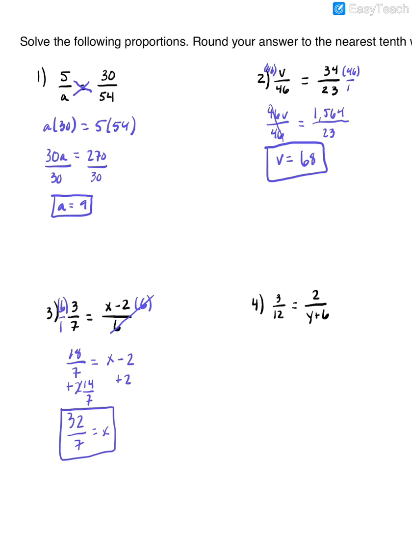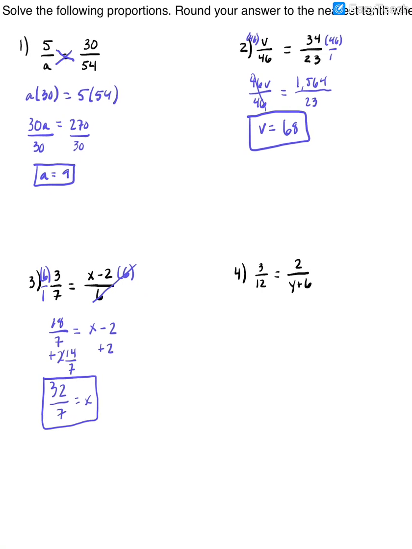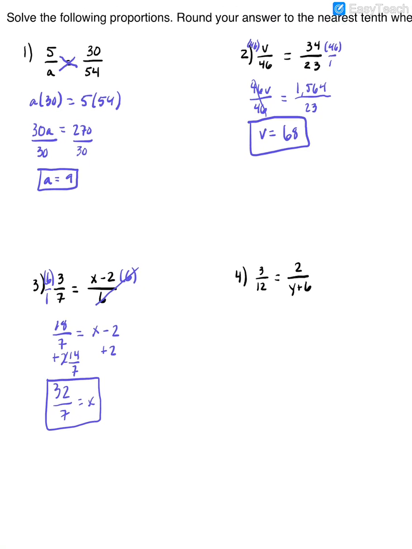Okay. Now, if you didn't want to have to deal with making common denominators, cross multiplication is usually the easiest way to go about this. So I would cross multiply here on number 4. Notice that I have a 3 times the y plus 6, so I need to take 3 times both of them. So there's going to be parentheses around the y plus 6. And then 12 times 2, which is 24. On the right, I want to distribute. So 3 times y is 3y. 3 times 6 is 18.